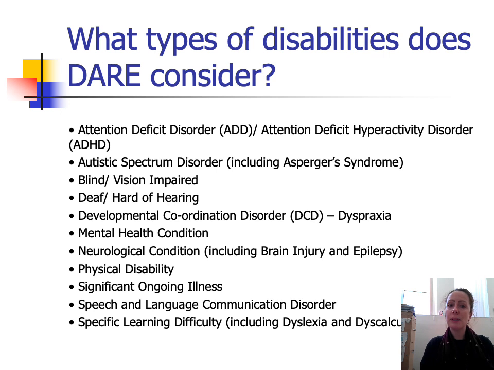What types of disabilities does DARE consider? So there's a list there. We've ADHD, ASD, blind, deaf, hearing impaired, DCD, dyspraxia, mental health condition, neurological condition, physical disability, significant ongoing illness, speech and language communication disorder, and your specific learning difficulty, which includes dyslexia and dyscalculia.